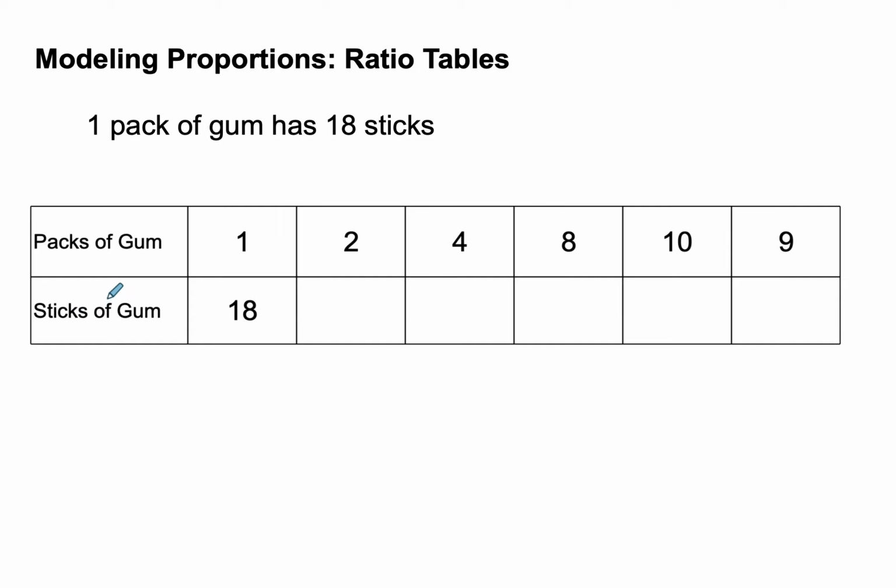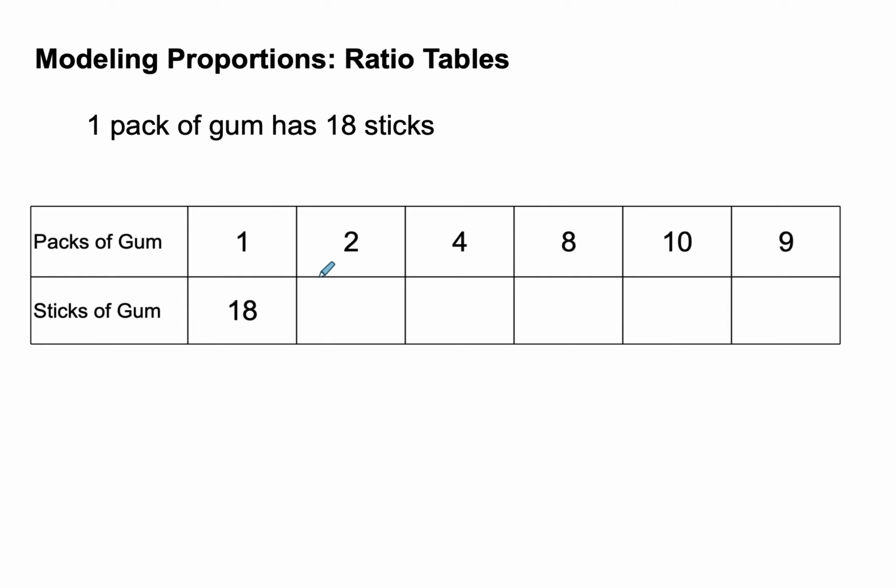All right. Ratio tables. We've done some work with ratio tables already. Ratio tables are good for comparing different proportional amounts. Can be good for mental math work as well. So let's go ahead and do our ratio tables for this one. So here's the situation. 1 pack of gum has 18 sticks. And I want to know how many sticks are in each of these other packs of gum. So we'll look at some different patterns here.